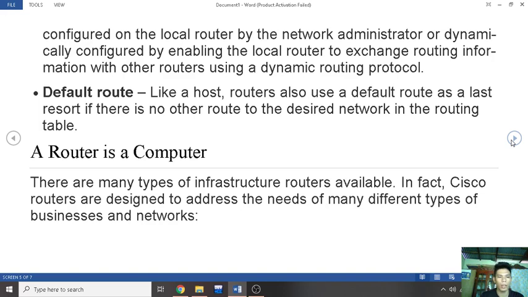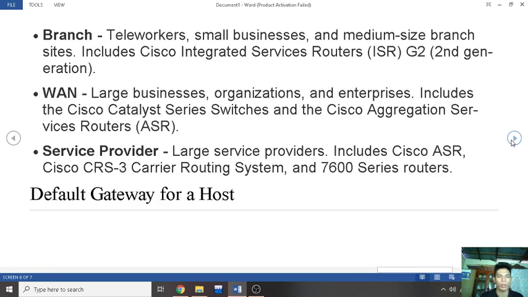A router is a computer, which means there are different types of infrastructures available. In fact, Cisco routers are designed to address the needs of many different types of business networks. We have branch, WAN, and service provider. Branch is for small business, WAN is for large business, and service provider includes the Cisco ASR, Cisco CRS-3, and Carrier Routing 7600 series routers.